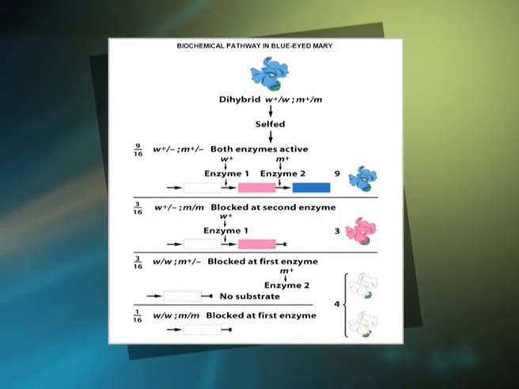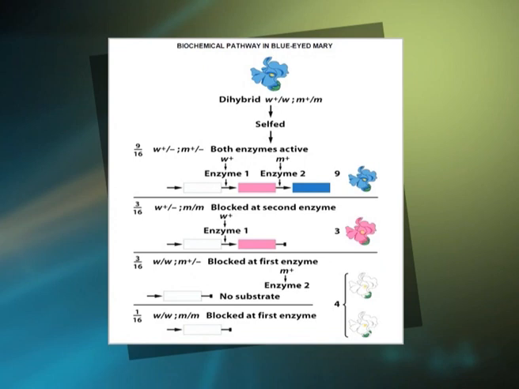If one or more intermediates in a biochemical pathway are colored, then a different F2 phenotypic ratio is produced. In this example, the enzymatic pathway for the color production from the plant blue-eyed Mary is shown in the figure given. When the blue flowered plants are selfed, the ratio produced is 9:3:3:1, of which 9 offsprings are blue colored.